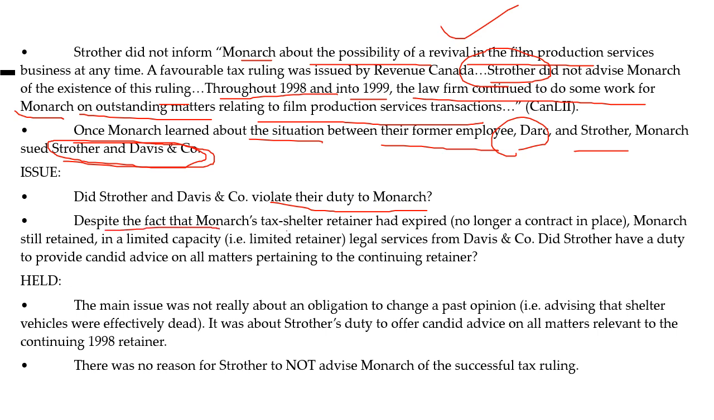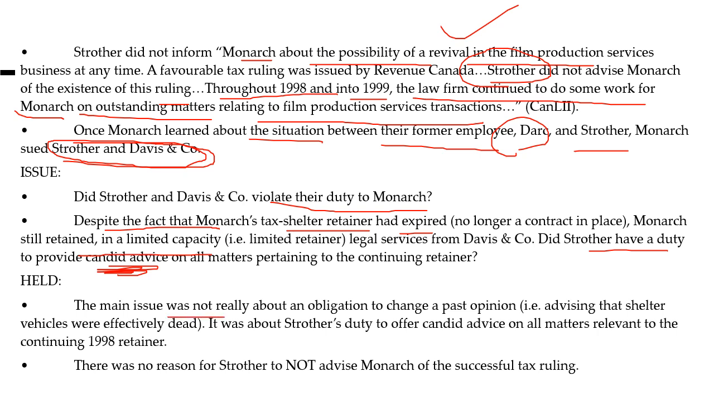So question is, did Strother and Davis and Company violate their duty to Monarch? Despite the fact that Monarch's tax shelter retainer had expired, Monarch still retained in a limited capacity legal services because cases were still going on. So did Strother have a duty to provide candid advice? So good advice, loyalty, candor, frankness, all these things come under your duty of loyalty as a lawyer, your fiduciary relationship as a lawyer. So what was held?